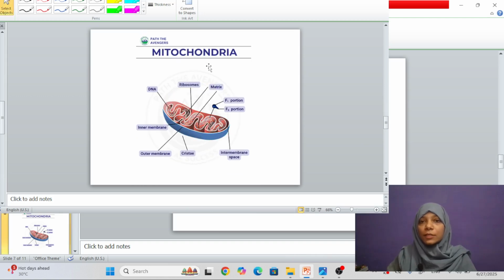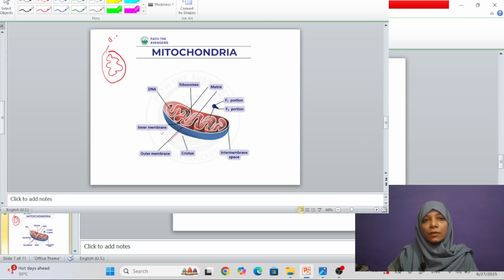Then this is the structure of mitochondria. Mitochondria is made up of two membranes. The first is the outer membrane. This blue color is the outer membrane, and this folded structure is the inner membrane. It is a structure like this. This one is the outer membrane and this one is the inner membrane.